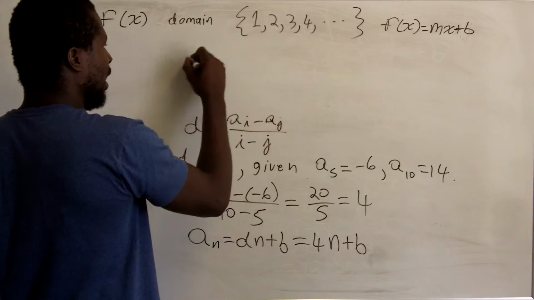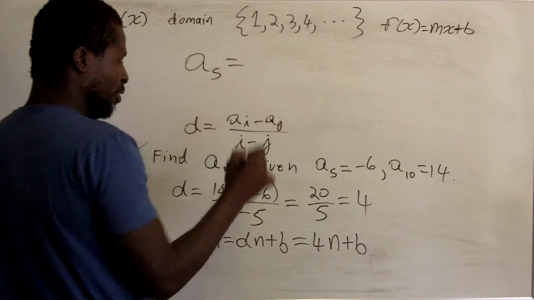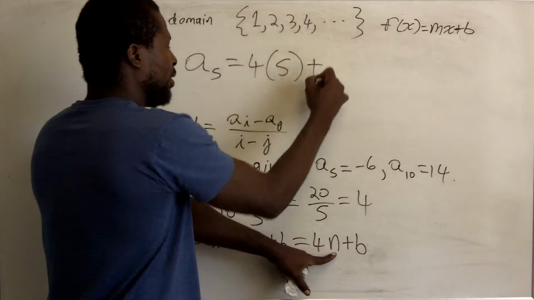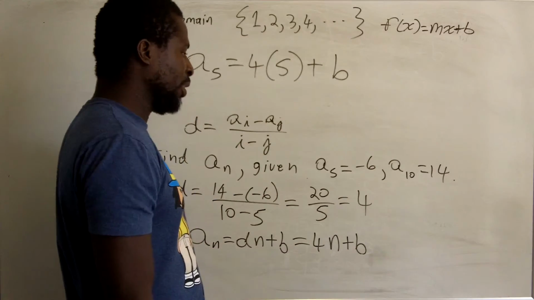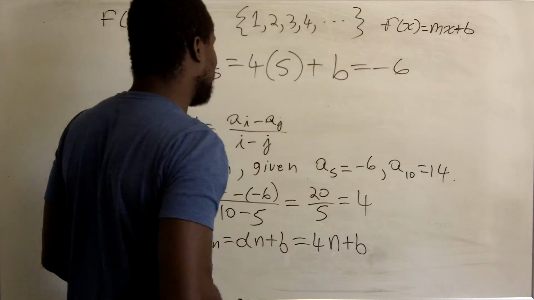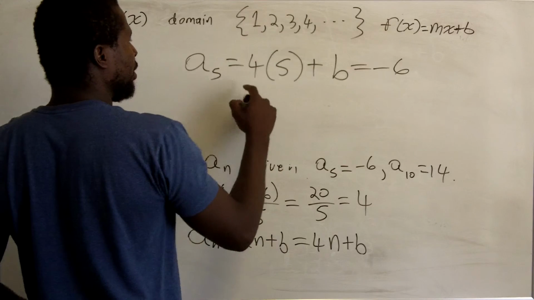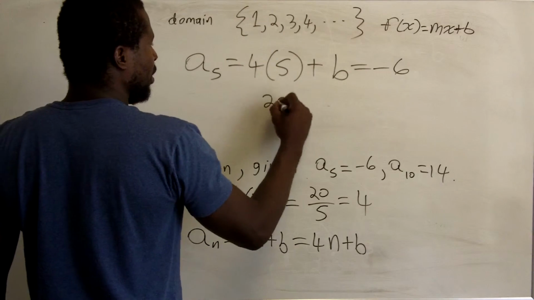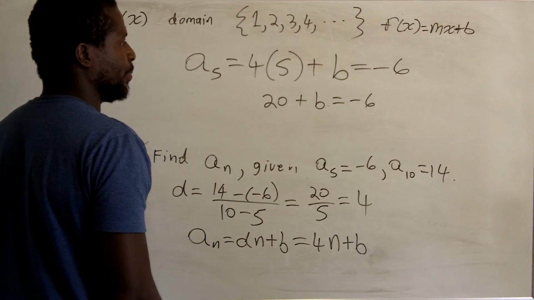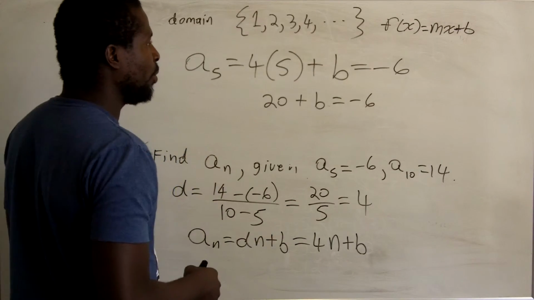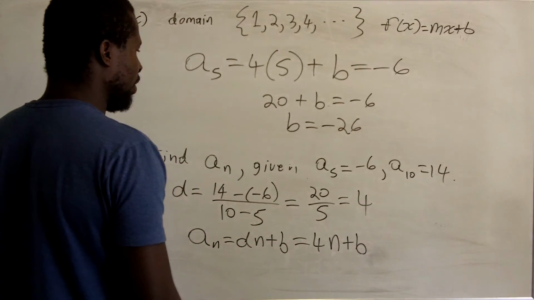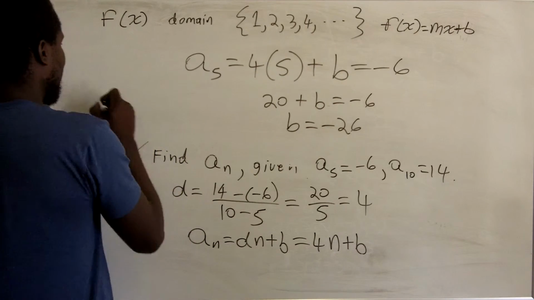So now I'm going to say that a5 is equal to 4, which was the common difference, times n, which is 5, plus b, the y-intercept, which is what I'm actually looking for here. And I know that a5 is equal to negative 6. So I get this equation here. This is 4 times 5, 20, plus b is equal to negative 6. So I can find b. I just subtract 20 from both sides. I get that b is equal to negative 26. b is negative 26.